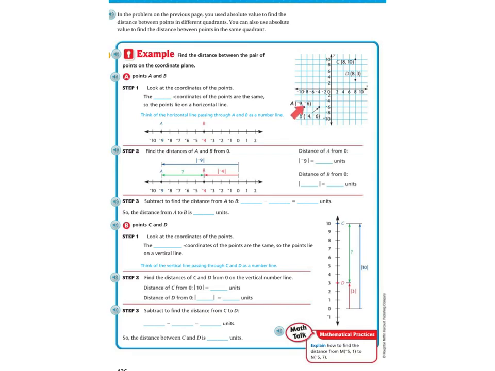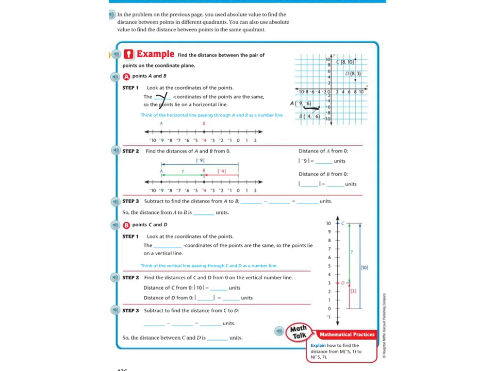Example, find the distance between the pair of points on the coordinate plane, points A and B. So here's point A, and there's point B, right here. First it says, look at the coordinates of the points. The y-coordinates of the points are the same, so the points lie on the horizontal line. They're right here, right?